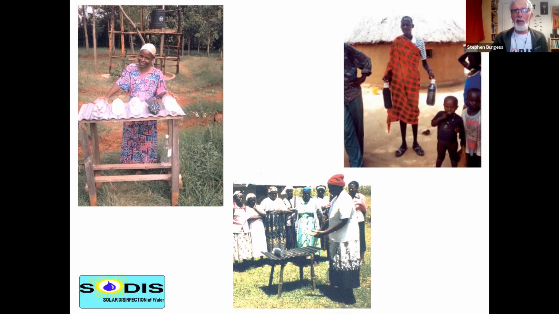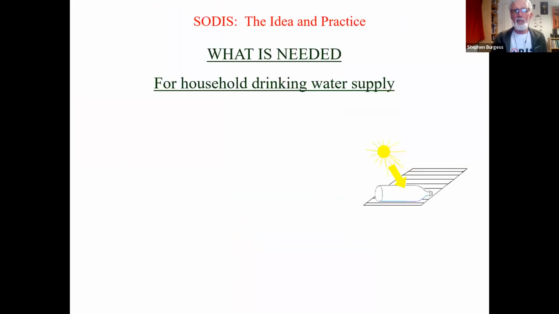So you can see we're in Eldoret with the Christian Community Services. We are working with women's groups. We're working in the more fertile areas. We're also working in some of the ASAL areas promoting SODIS.